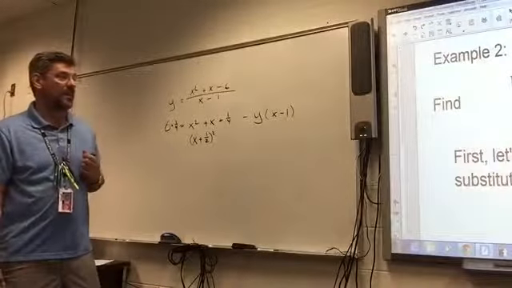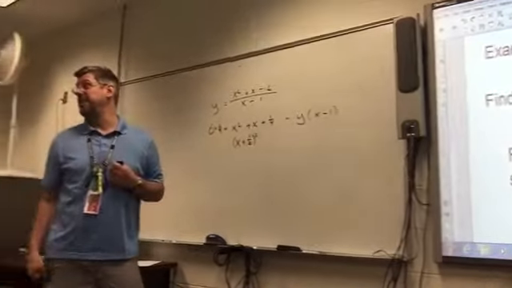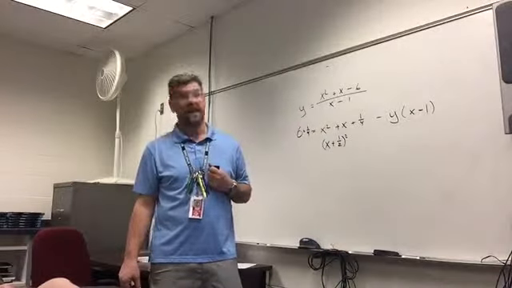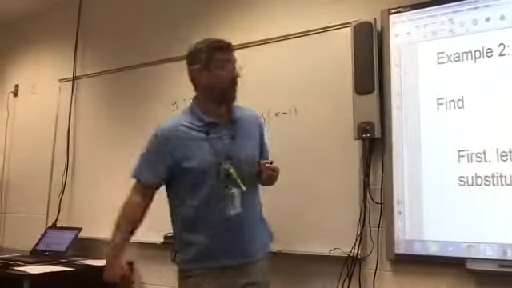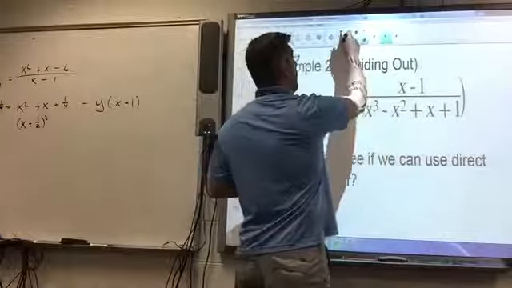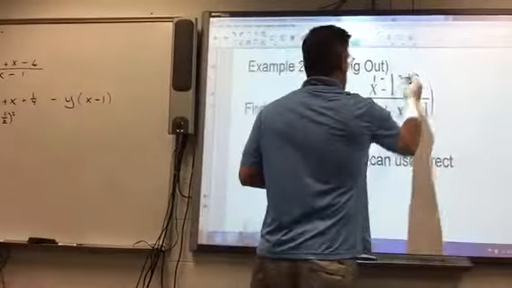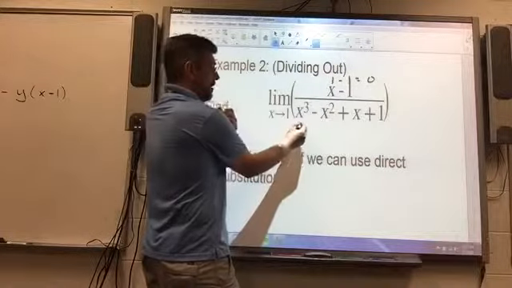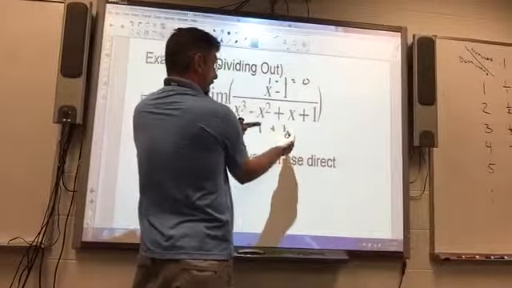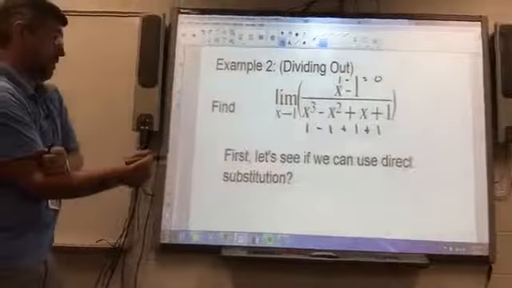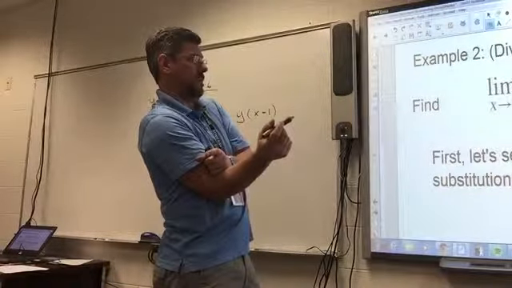Now, dividing it out. First of all, let's see if we can use direct substitution, shall we? Sure. Let's plug in x equals 1. So when I plug in 1 right here, I get 1 minus 1, right? Which gets me 0. Here I get 1 cubed is 1 minus 1 squared, which is 1, plus 1 plus 1. So you get 1/2. Huh. Or well, 0 halves. Whoa.